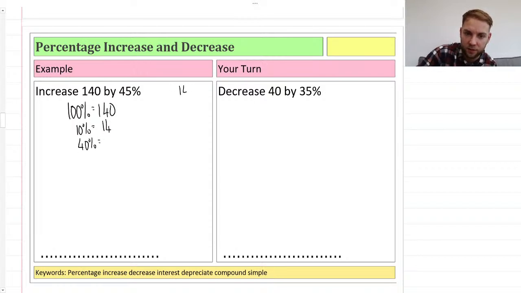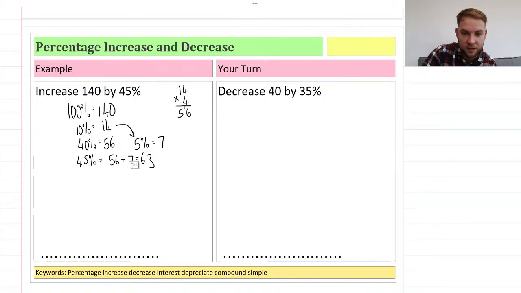14 times by 4 I'll do over here. 4 times 4 is 16, carry the 1. 4 times 1, 4 plus 1, 5, so 56 there. I'm also going to need 5%, which is this divided by 2, which is equal to 7. So then 45% is going to be these two added together, which is equal to 63.